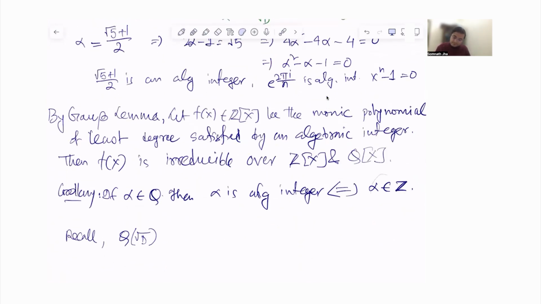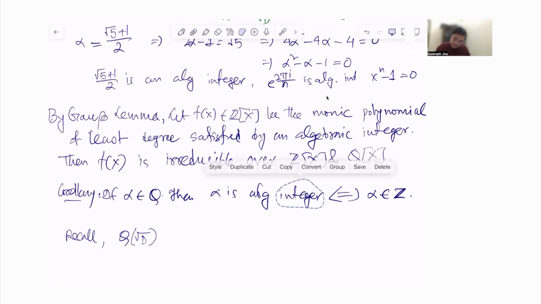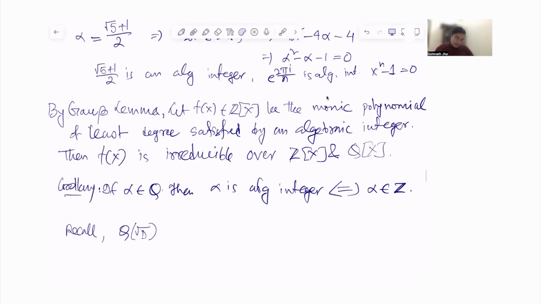So yeah, this is not hard to show, using what I said. And now you recall what we are interested in in this course: what happens in the quadratic case. So recall Q root d equals a plus b root d, where a, b are in Q.